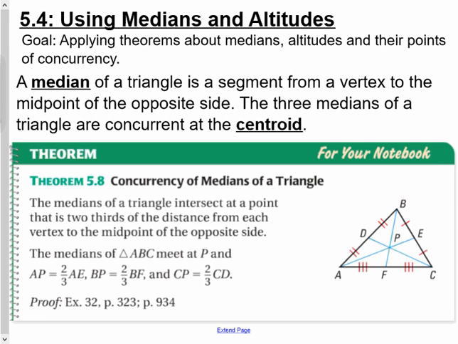Today we are learning about medians and altitudes in lesson 5.4. Now a median is a segment from a vertex to the midpoint of the opposite side. So like from this example in the picture, from B to F would mean, if this is a median, F is the midpoint of that side.